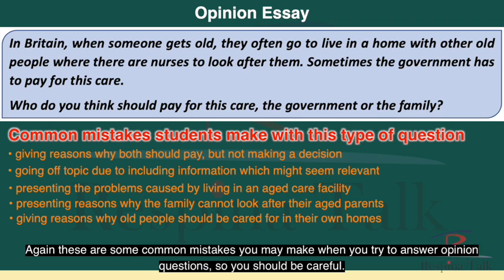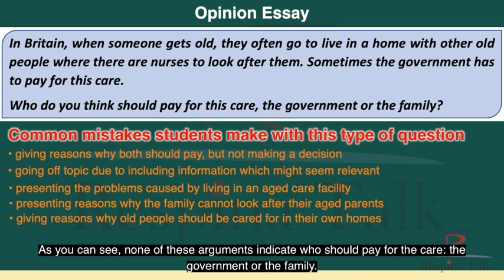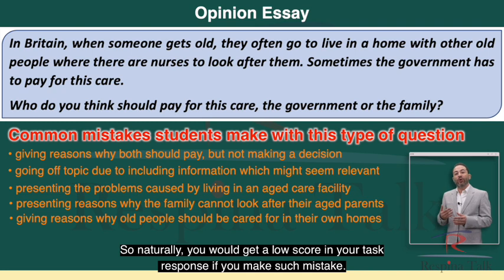Again, these are all some common mistakes you may make when you try to answer opinion questions, so you should be careful. As you can see, none of these arguments indicate who should pay for the care, the government or the family. So naturally, you would get a low score in your task response if you make such a mistake.